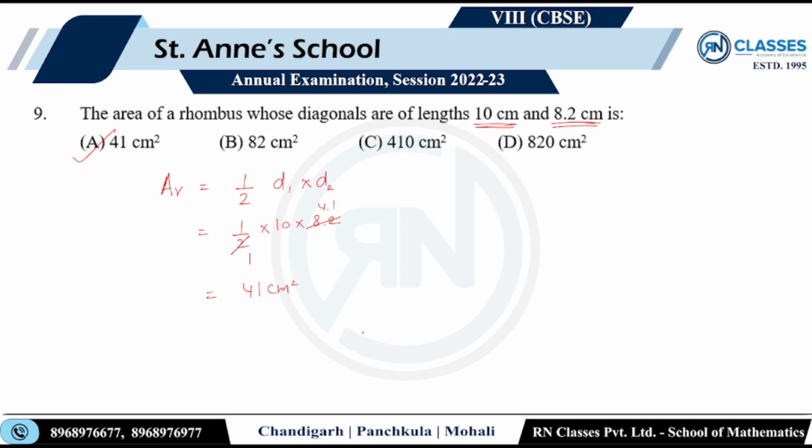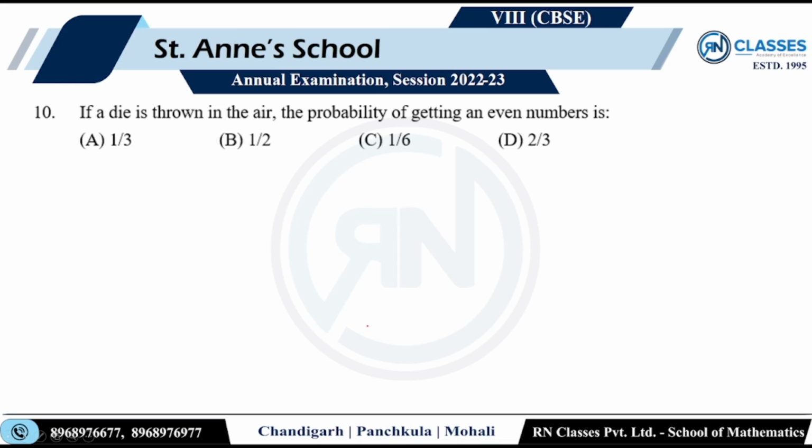Next. If a die is thrown in the air, the probability of getting an even number. Again the question is about probability, so what is the probability of an event? Favorable outcomes over total number of outcomes. If you throw a dice, what can come? 1 can come, 2, 3, 4, 5, 6. The total number can be anything. For an even number, what do I need? 2, 4 and 6. So answer would be 3 by 6. 3 ones are 3, 3 twos are 6. So this becomes 1 by 2. B is the right choice.